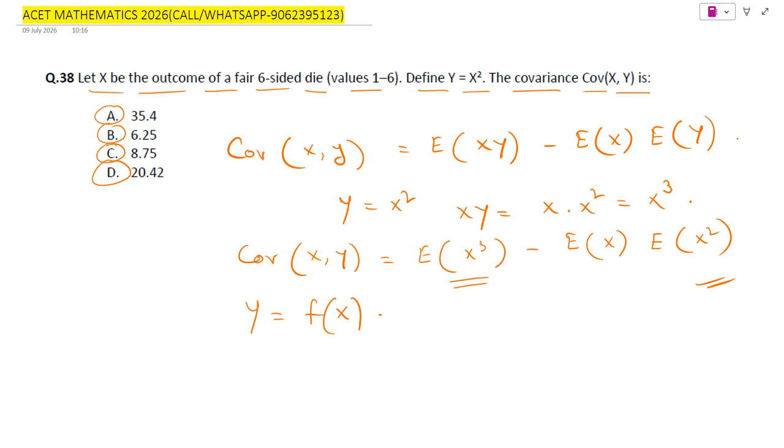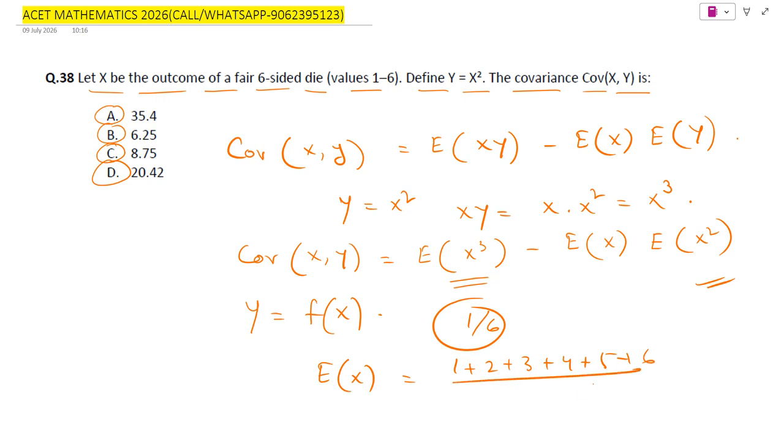Okay. Now, since the die is fair, each outcome has probability what? 1 by 6. Therefore, expectation of X is 1 plus 2 plus 3 plus 4 plus 5 plus 6 by 6. So the sum is 21, divided by 6. So this is basically 3.5. So expectation of X is 3.5.